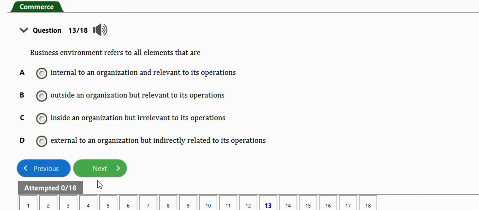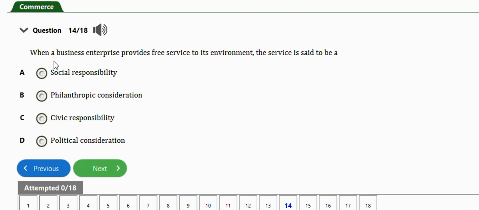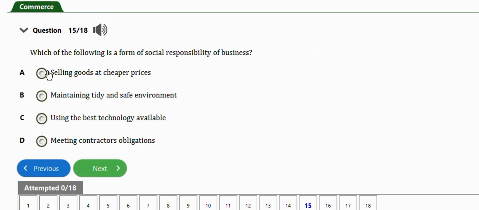Next question says when a business enterprise provides free service to its environment, the service is said to be a social responsibility. Option A. Next question says which of the following is a form of social responsibility of business: selling goods at cheaper prices, maintaining tidy and safe environment, using the best technology available, meeting contractors' obligation. The right answer is option B, maintaining tidy and safe environment.